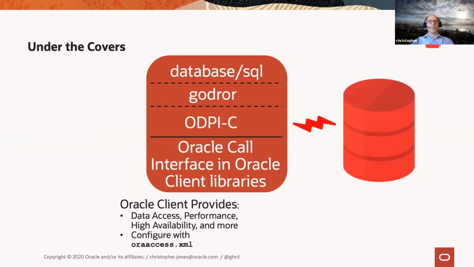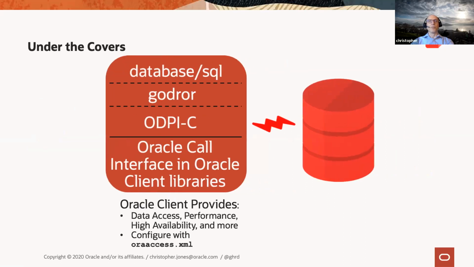Okay, so what does that Oracle client actually provide? Why is it there? Why don't we just have a pure Go driver? Well, it actually does a whole lot of stuff. It does all those database access performance things, does a lot of the high availability at the low end and the high end, including things like our transparent application continuity features. All of that's embedded into that library.